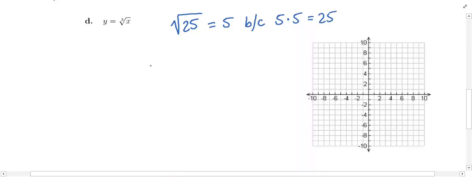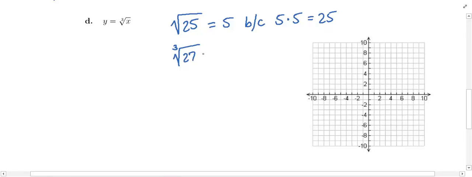So when you see this notation, it looks like the square root symbol, but now it's got a little 3 above it. That's referring to a cubed root. We don't know the cubed root of 25 off the top of our heads, so let me give you a number that you will be able to calculate the cubed root of. So let's look at the cubed root of 27.